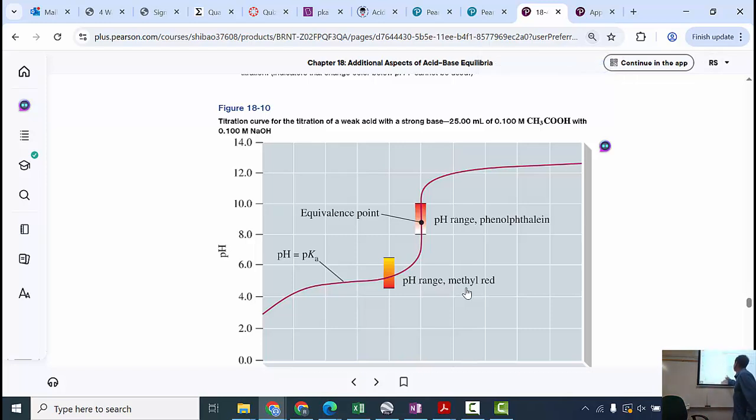This is the buffer region here. This would be like acetic acid and sodium acetate. So this would be the acetic acid, acetate buffer region. And here at the half equivalence point, the pH is equal to pKa. Past this would be just excess strong base, weak base mixture. And that's not a buffer solution there.